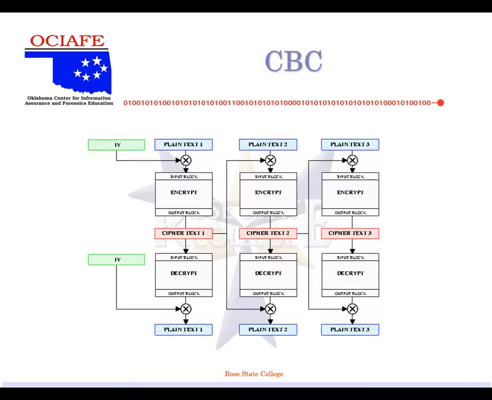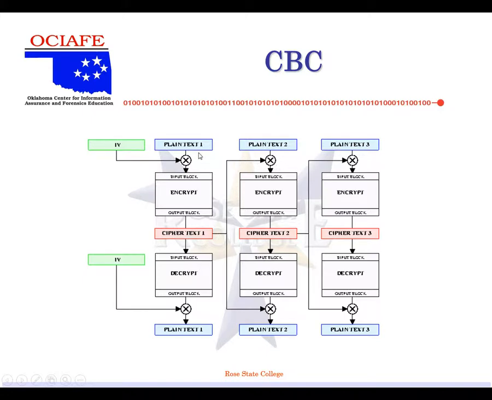Let's look at a picture of that. So I take our initial plain text. I XOR it with some initial value. Okay. Then I encrypt it. That gives me ciphertext. Okay. Then I take that ciphertext right here. I take this first ciphertext, ciphertext 1, okay? Then that gets XORed with my next plain text.